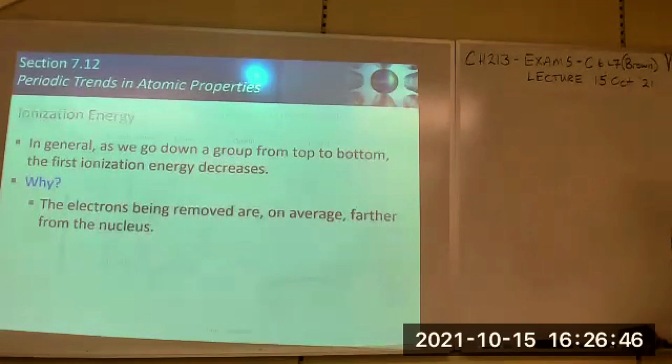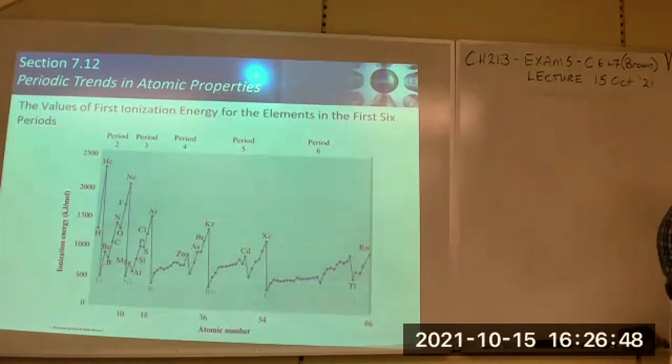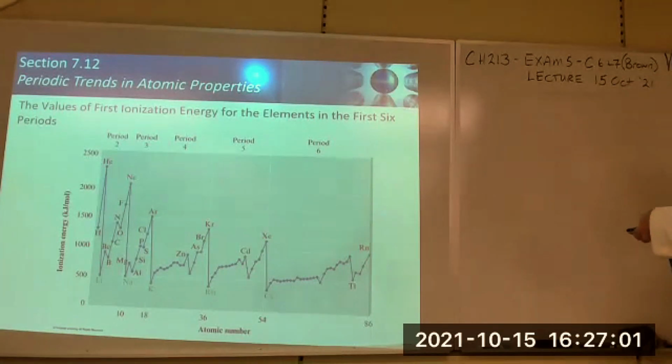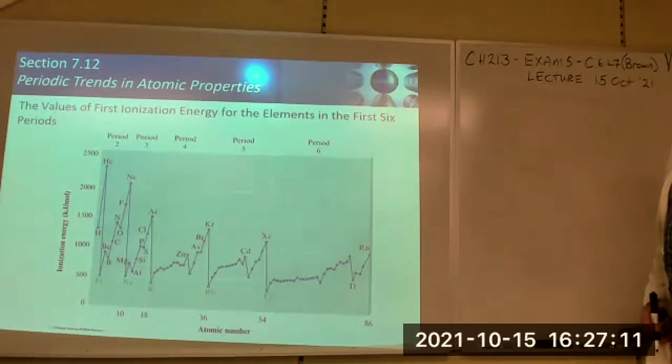Let's see. Well, these show us some trends. You're always going to have very high first ionization energies for the noble gases because they're perfectly happy right where they are. And then the lowest in a period is going to be to the farthest left: lithium, sodium, potassium, rubidium, cesium. They're going to have the lowest first ionization energies.